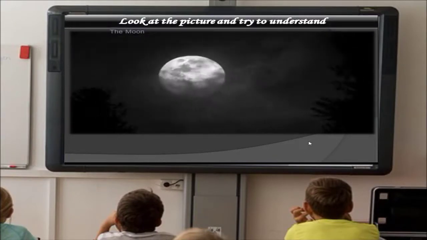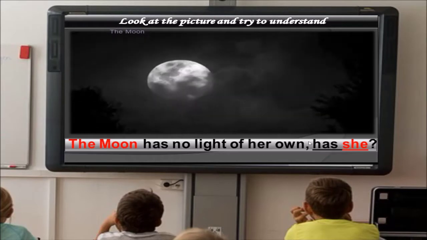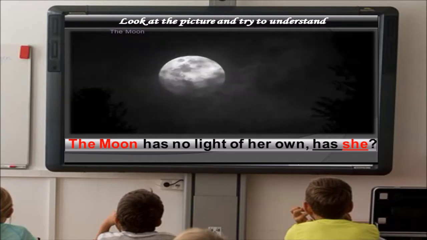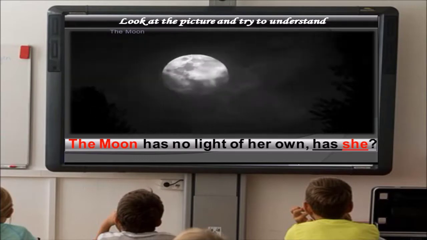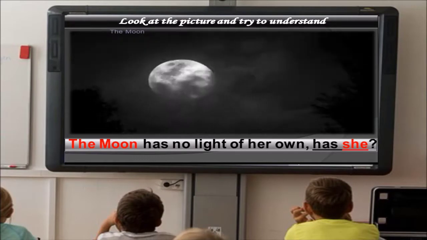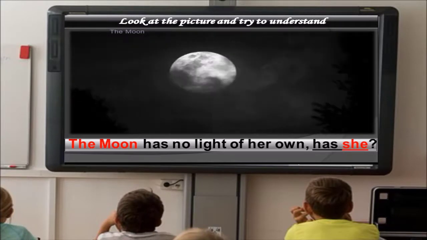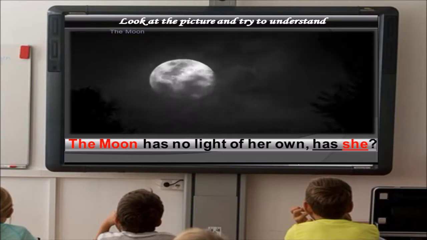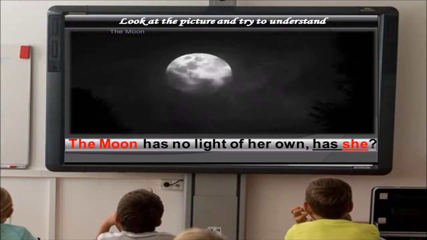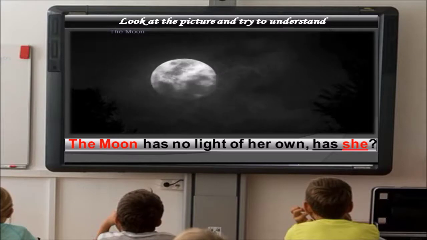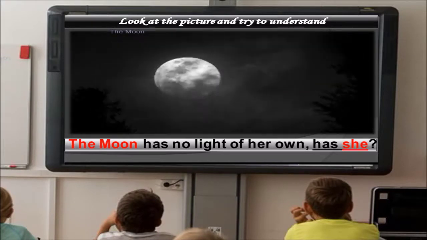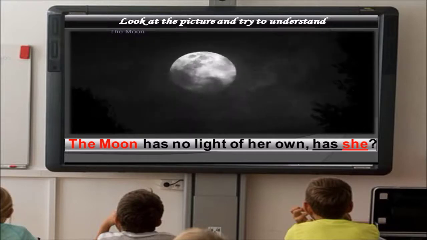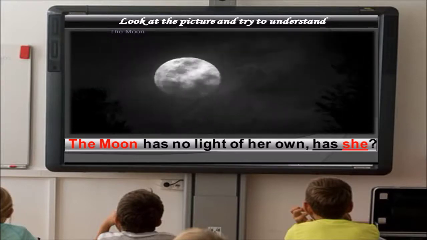Look at the picture and try to understand. The moon has no light of her own, has she? Try to understand. Here she is used in place of the feminine noun the moon. And also you can think about her own. This is not his own. Her is feminine gender. Okay. So it will help you to decide the right tag operator. I think you got understand.